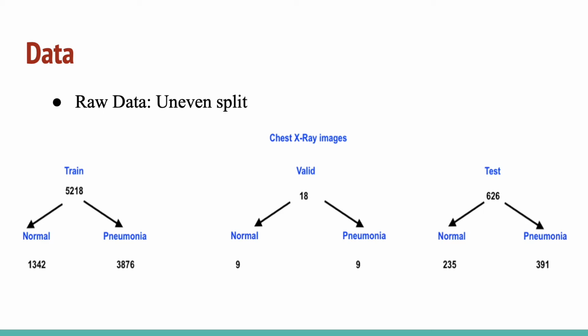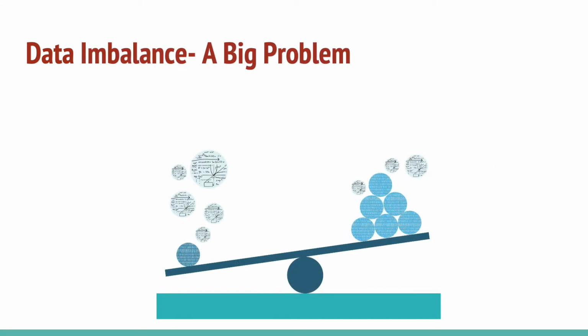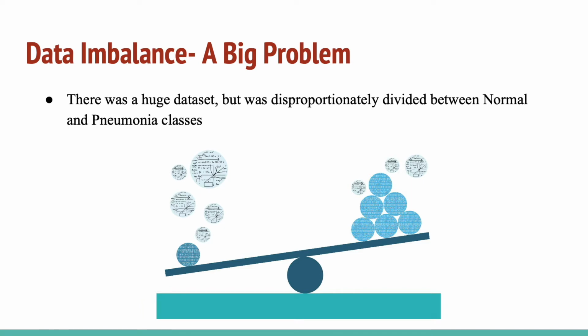Also, the total number of normal images was 1573, whereas the total pneumonic images were 4253. As you can see, the number of normal images is 1/3 of the number of pneumonic images, and this makes the dataset highly imbalanced. Imbalanced data, as we know, is a big problem as it makes the model biased and does not produce general results, and hence we needed to balance the data and resplit it.